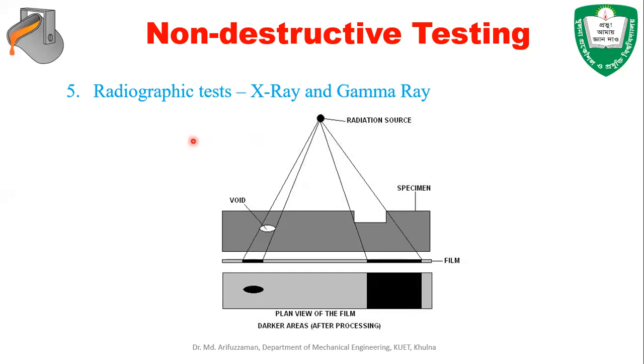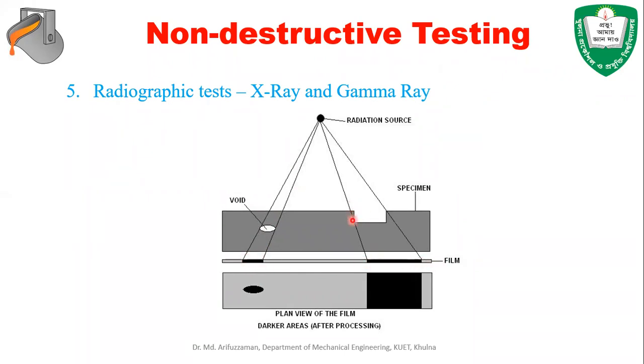Anyway, the radiographic test actually detects the internal voids. If you want to detect internal voids or cracks, then you do the radiographic test. How does it show in the photographic film? It shows as a dark area. It actually shows as a dark area on the photographic film.